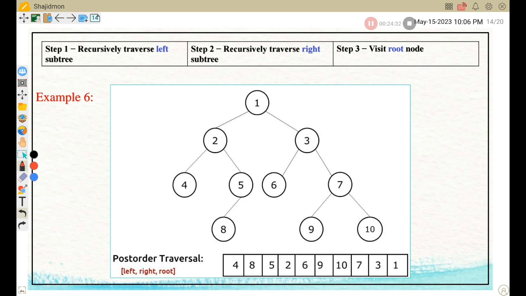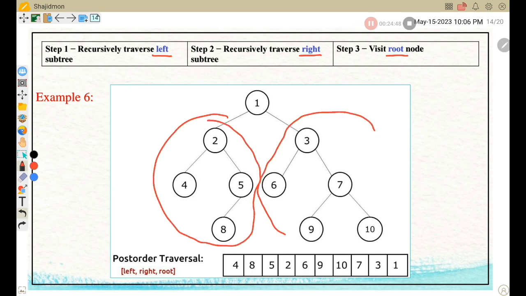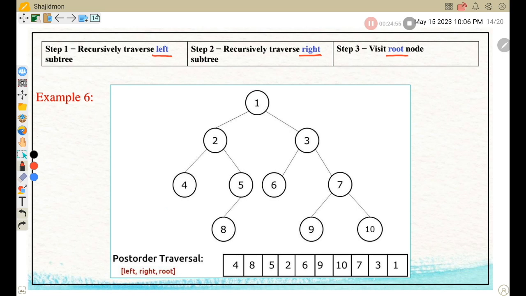So post order traversal in this tree we need to discuss here. First left subtree, then right subtree, then the root node, correct? So we will start here. What is the left subtree here? This is the left subtree here, correct? And this one is the right subtree here, correct? And this is the root node, correct? Root vertex.